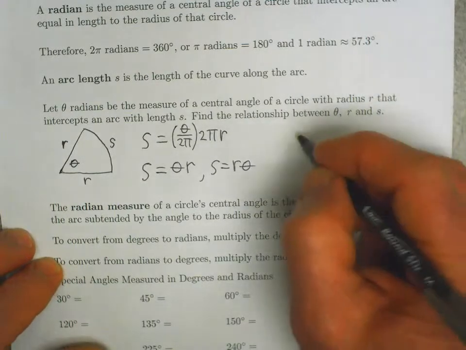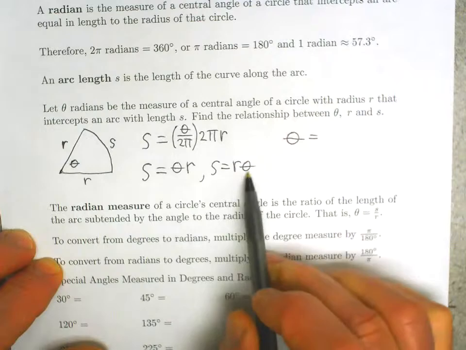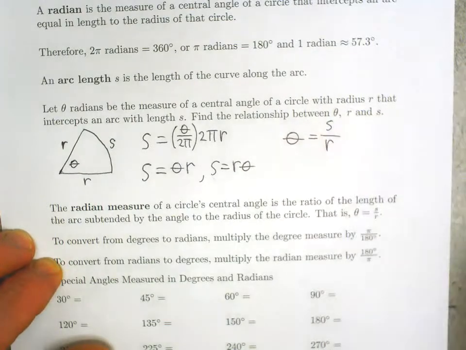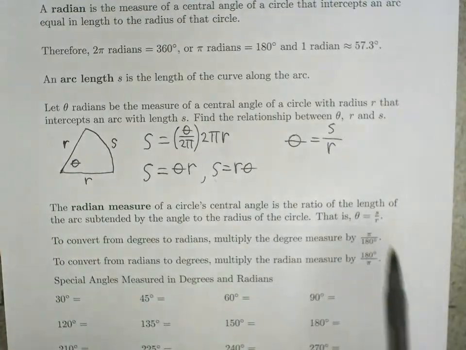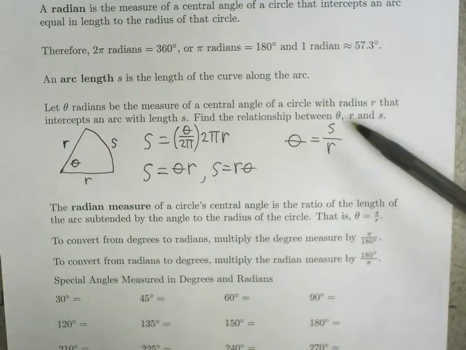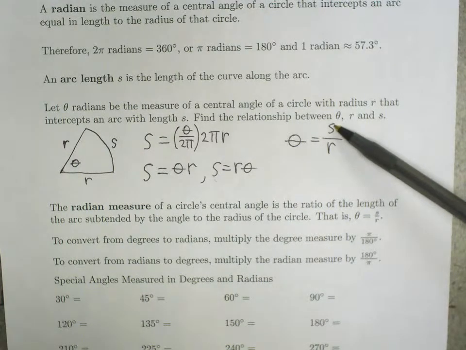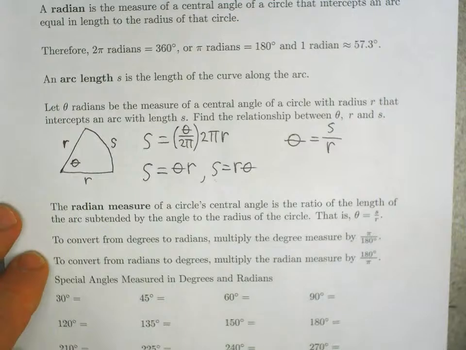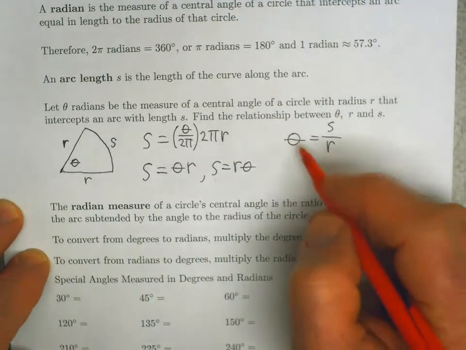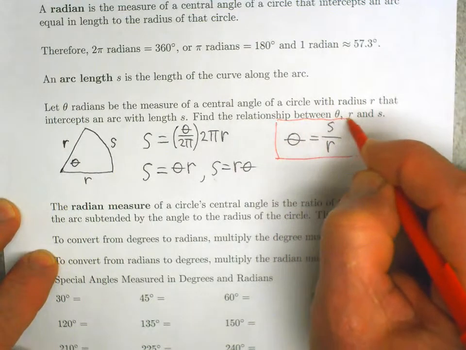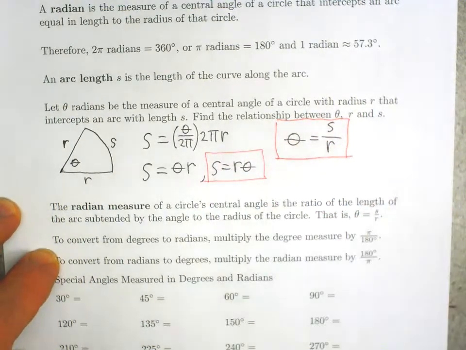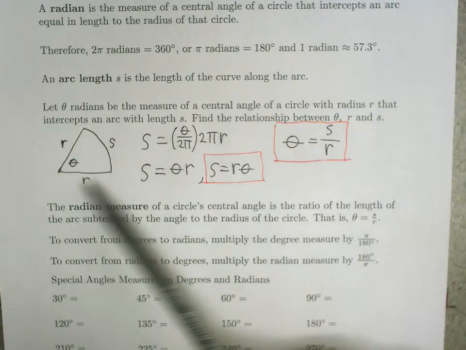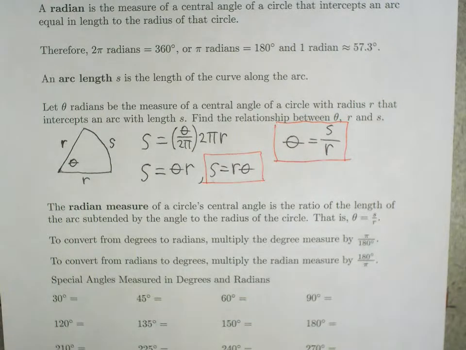Okay, this also means that theta, if you divide both sides of this equation by r, theta is equal to the arc length divided by the radius. And this agrees with what we were discussing earlier. Remember, if the arc length is the same as the radius, then theta is 1 radian. Okay, so these are some relationships that you'll want to make sure that you know. You can memorize them, or I tend not to memorize these. I just think about what they mean and then derive them on the spot oftentimes.